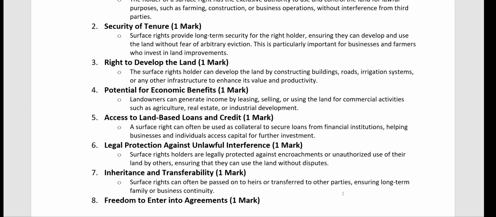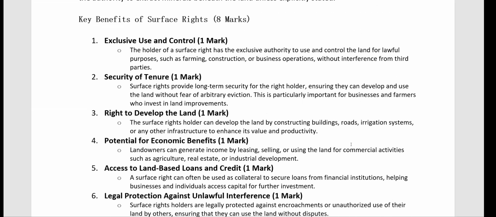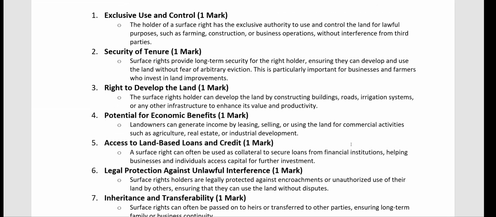And the surface right can often be passed to heirs. If I've done this farming for a long time and I have this arrangement with the kings, I can just transfer it to my child and he carries on the agreement, right? And there's freedom to enter into this agreement. Okay, so these are the benefits of surface rights. I hope you won't forget.